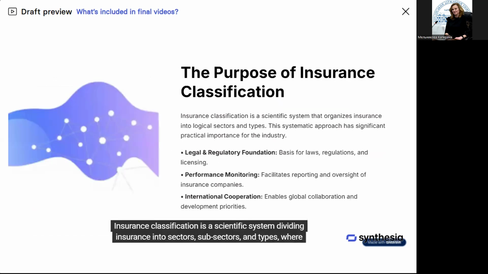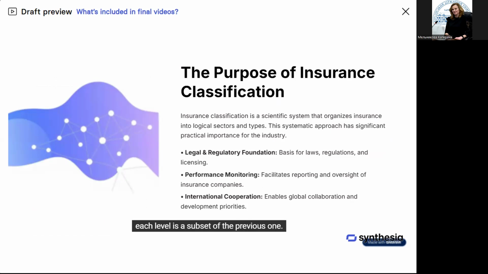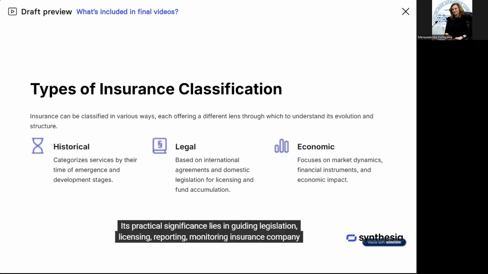Insurance classification is a scientific system dividing insurance into sectors, subsectors, and types, where each level is a subset of the previous one. Its practical significance lies in guiding legislation, licensing, reporting, monitoring insurance company performance, fostering international cooperation, and identifying priorities for insurance development. Classification is based on differences in insurer activities, approaches to property protection, identification of insured objects, amounts of liability, insurance forms, and other criteria.